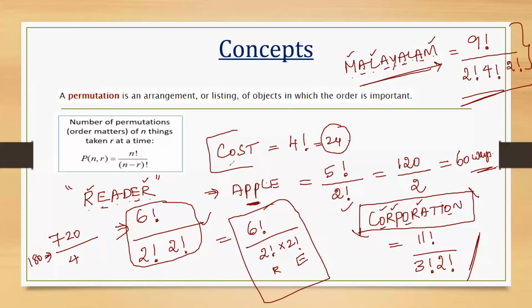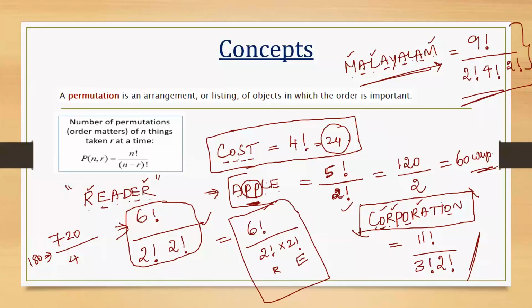Okay. Suppose you want to arrange the word cost. We have 4 distinct letters, 4 different letters, right? So the answer is 4 factorial. Or else you go for Apple: 1, 2, 3, 4, 5. We have 5 letters, right? So 5 factorial. In that, P is repeated 2 times, so divide by 2 factorial. We have the same letter 2 times, so divide by 2 factorial.